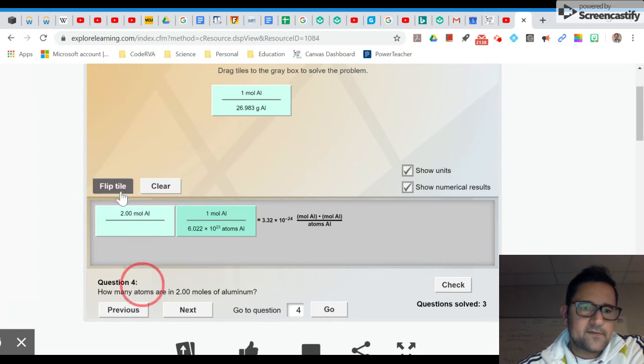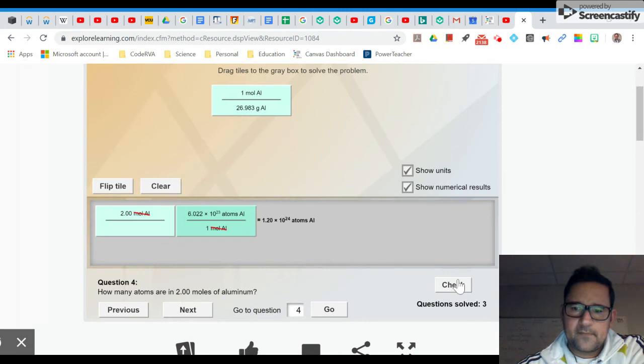asked for. So I have to flip this tile, and you'll notice when I do that, moles cancel out, and my answer is in atoms. And of course, you're going to multiply the 2 numbers above. Click on check, and it's right.